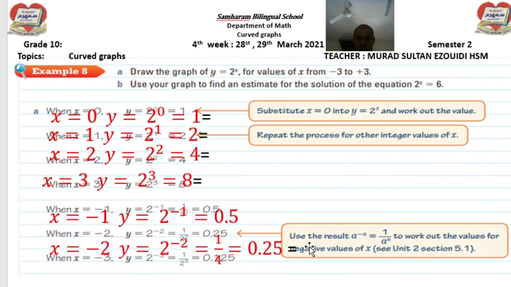And here you can use this formula: a to the power negative n is 1 over a to the power n, to work out the value for a negative value of x, or to write an index expression where the index is positive.